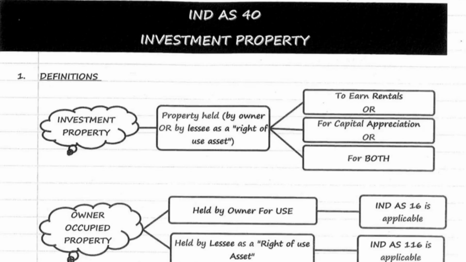Ind AS 40, investment property. What do you mean by investment property? Investment property is a property held by owner or by lessee as a right of use asset. That means as an ROU asset to earn rentals or for capital appreciation or for both.